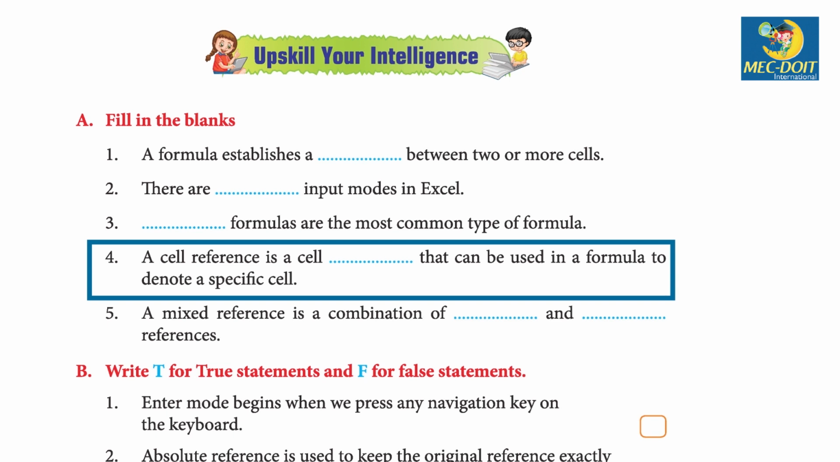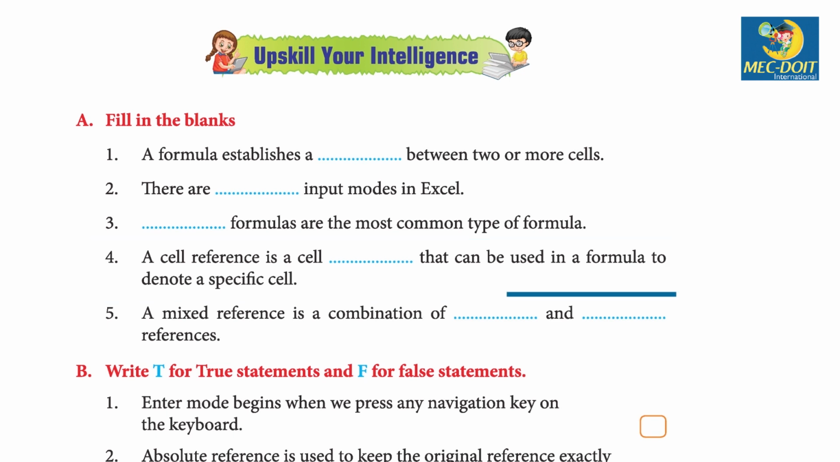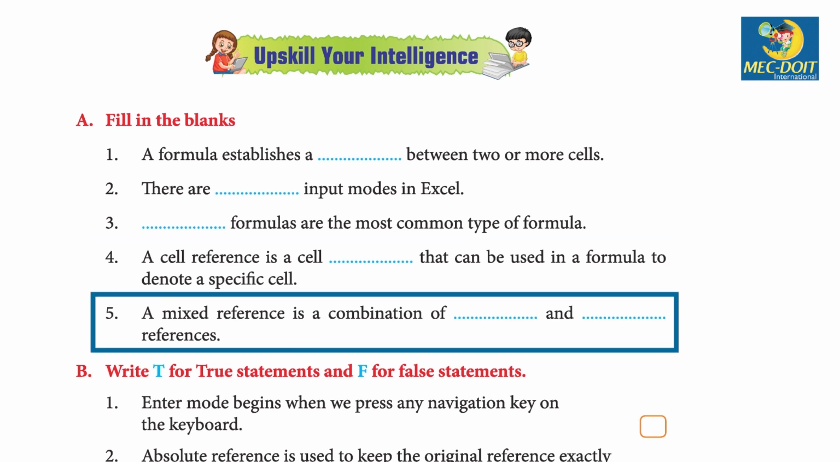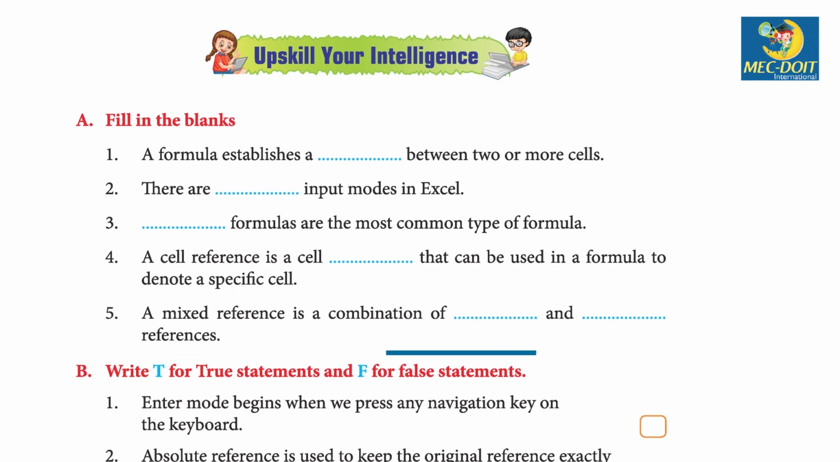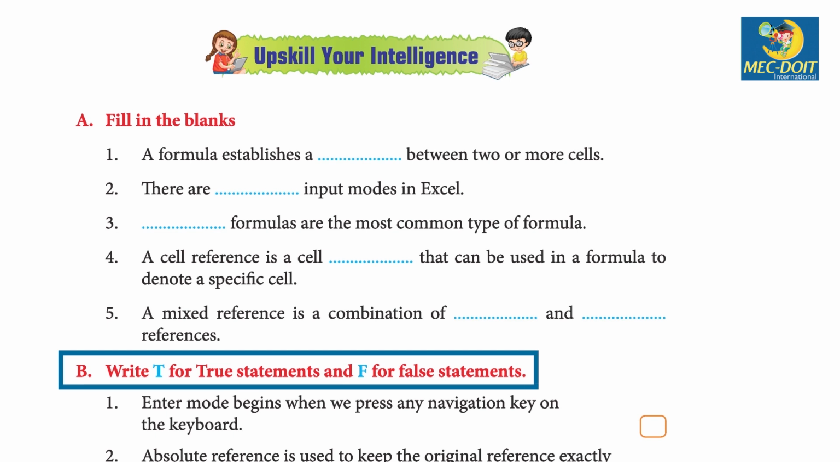specific cell. Answer: address. 5. A mixed reference is a combination of dash and dash references. Answer: relative and absolute. B. Write T for true statements and F for false statements.